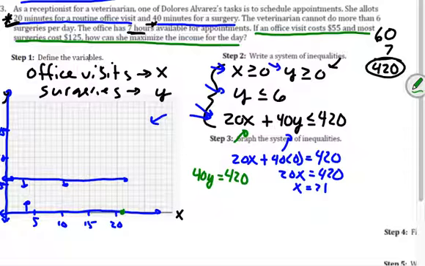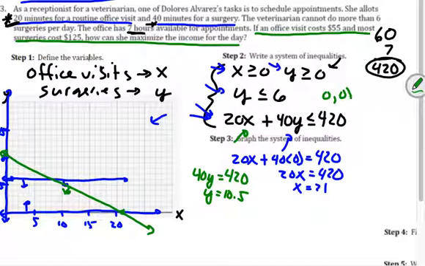40 goes in there. If you divide both sides by 40, y would equal 10.5. So right about here. And then you should get a nice straight edge in there. I'm just going to draw it in there. Where do I shade, above or below? I know I shade below here, but just to check it, plug in 0, 0.